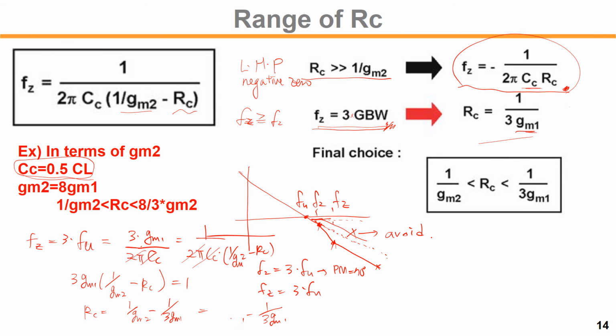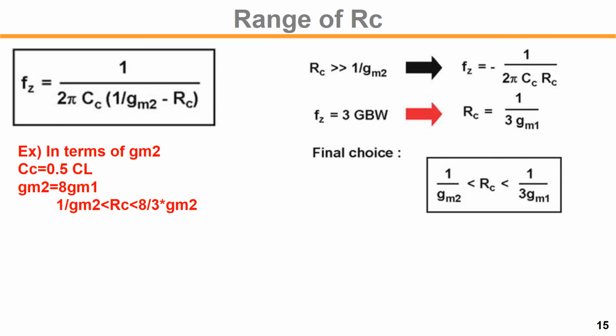Let's derive that in terms of GM2, then 1 over GM2 minus 3 times 8 GM1. So let's derive that again in the next slide, getting the space getting smaller. Okay.